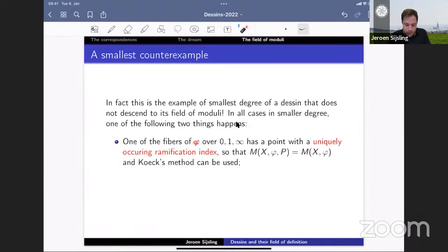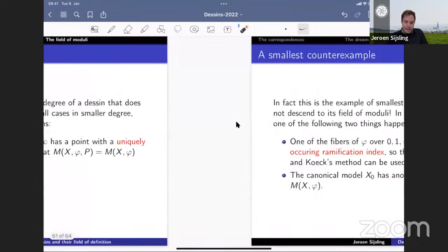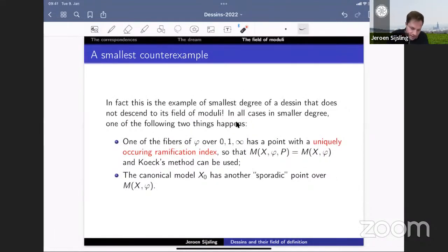Either one of the fibers of phi over 0, 1, infinity has a point with a uniquely occurring ramification index, and as soon as that occurs, then you can use this point in Cox's methods, and it will show you that the fields of moduli are equal, because it's the unique point with that ramification index, so it has to be mapped to its conjugate when I conjugate, because of the uniqueness. Then you have this equality, and Cox's theorem gives you the result. Or the canonical model, here it is B0 again, has another sporadic point over this field of moduli.